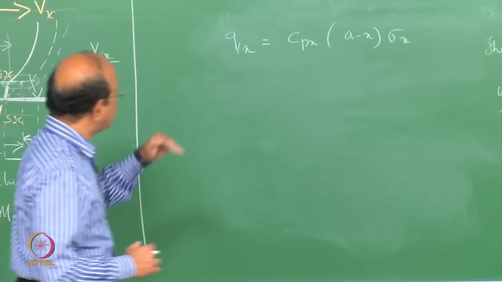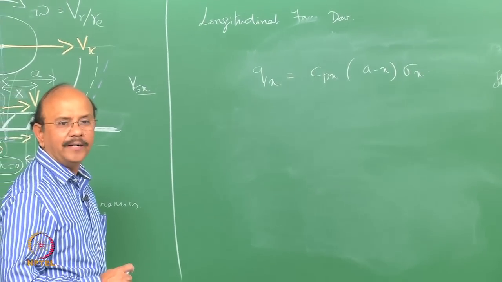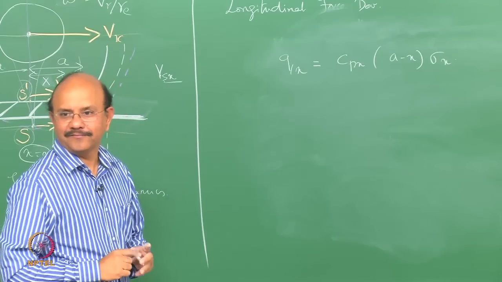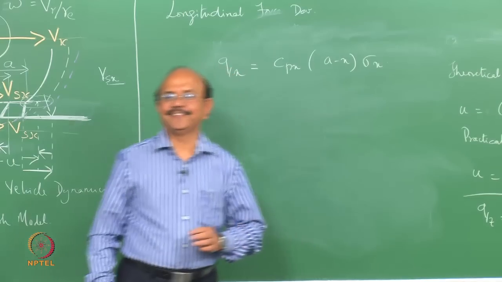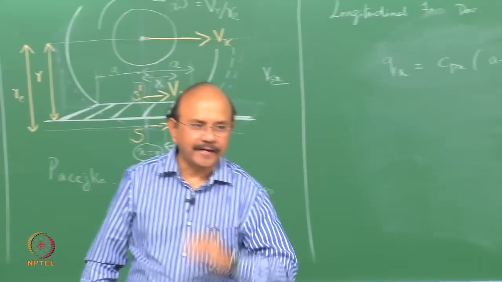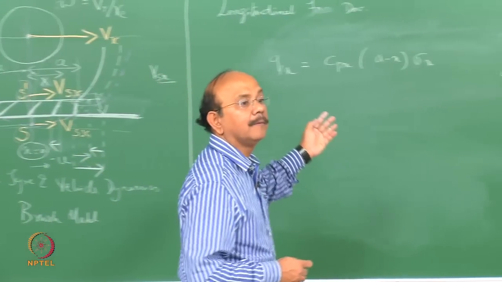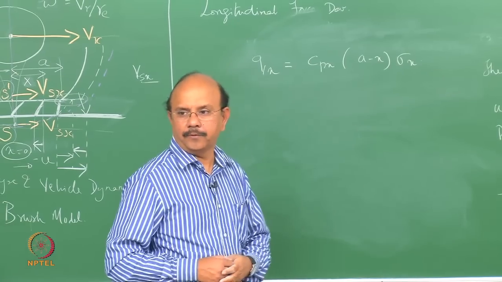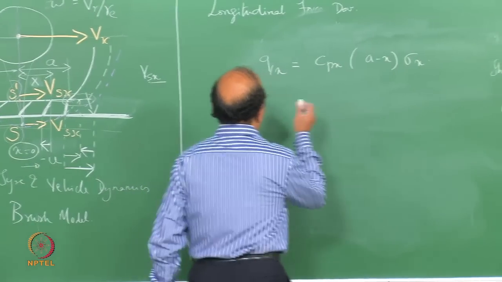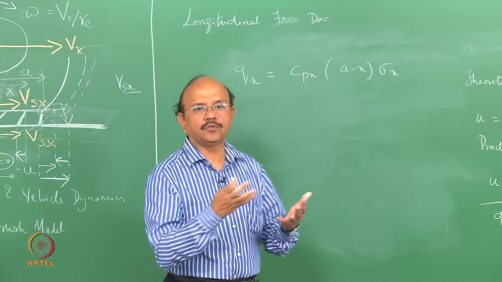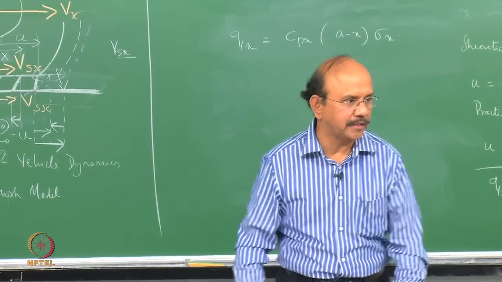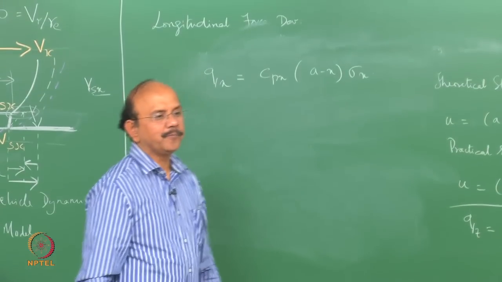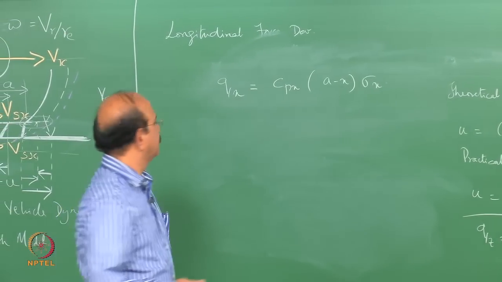That's fine. So the next step for us is to find out when does the slip happen. When does the sliding happen? What do you think? Yes, mu. Now QZ I know. So QX per unit length should be less than mu QZ, and then there won't be any sliding. And when it exceeds, sliding will be there. So I'll write that condition.